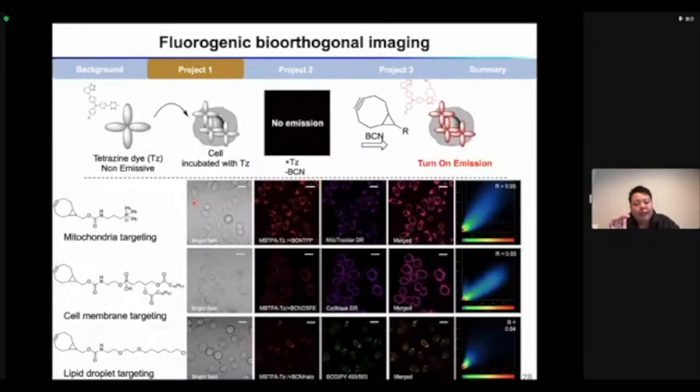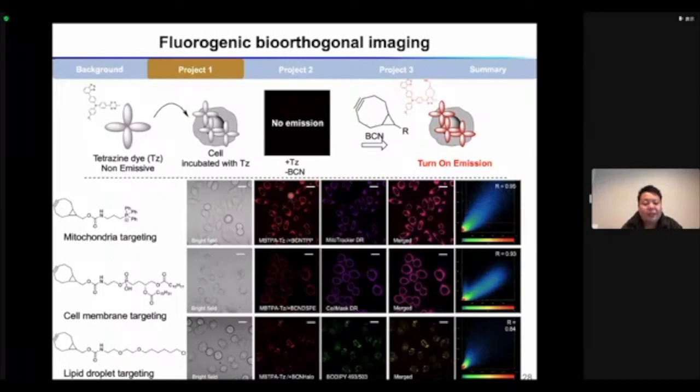So after I got a good turn-on emission, a good photogenic system, I decided to use this for biological imaging. I added this tetragen aggregate into the cell, and it doesn't show emission. It showed non-emission in the aggregates. It doesn't show the emission in the system. But after adding the triple bond group, it showed a good emission inside the cell.